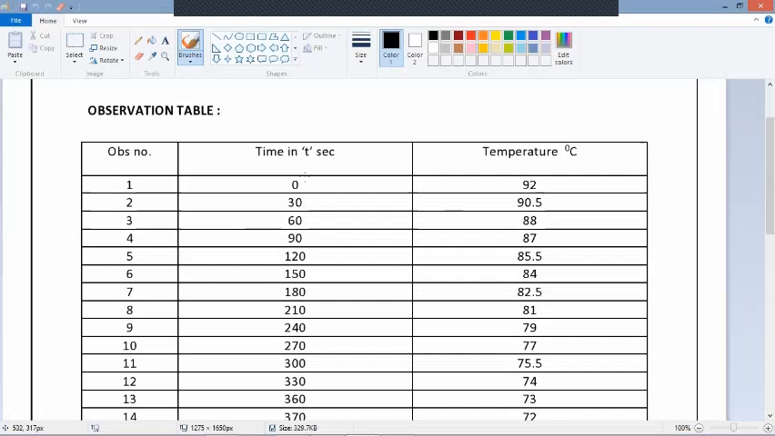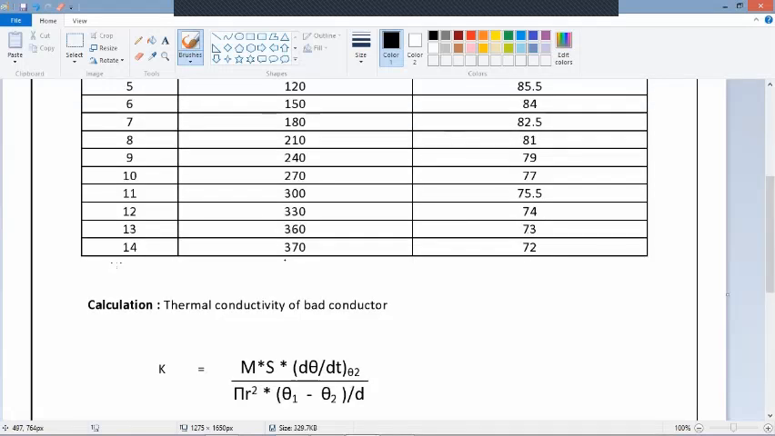So we have counted the time from 0 to 30, 30 to 60, 60 to 90, at every 30-second interval. We have taken 14 observations up to 370 seconds. Remember, this time is in seconds.